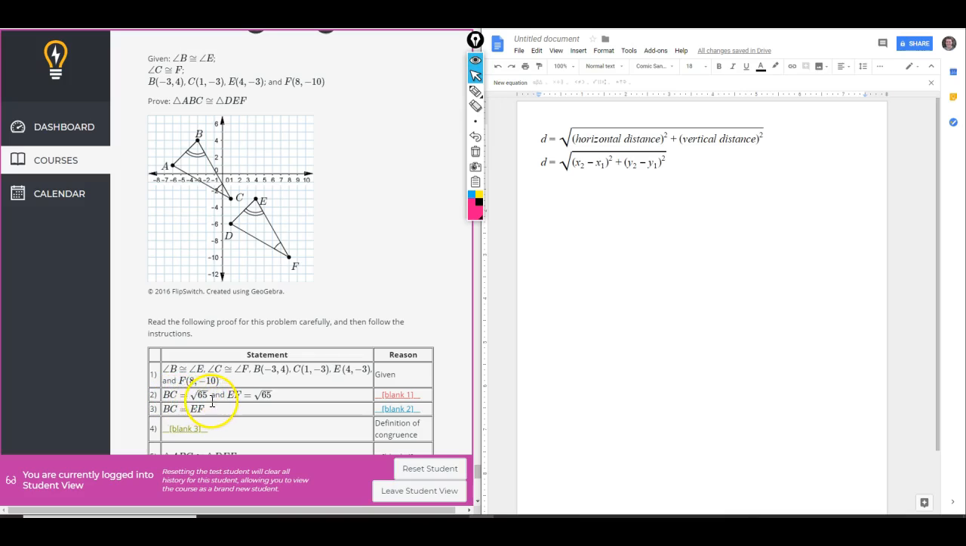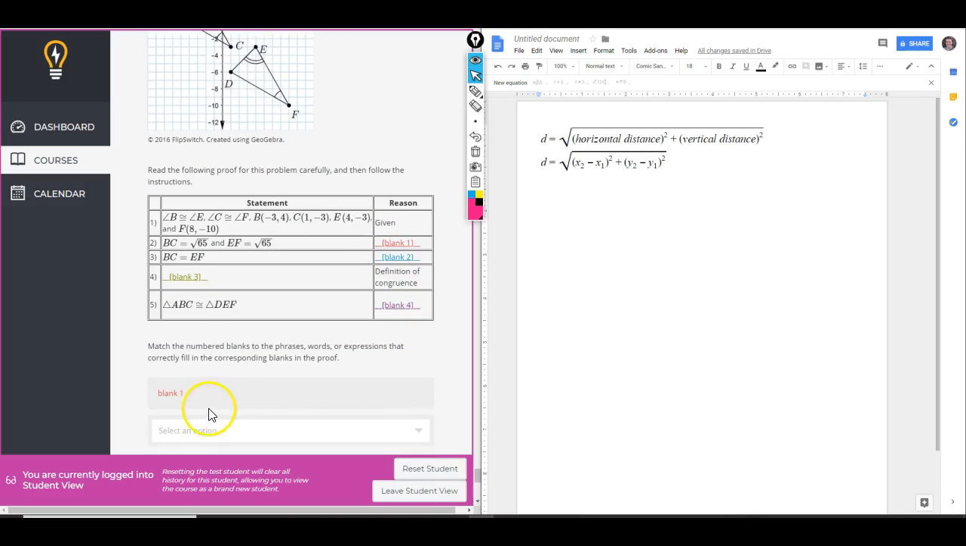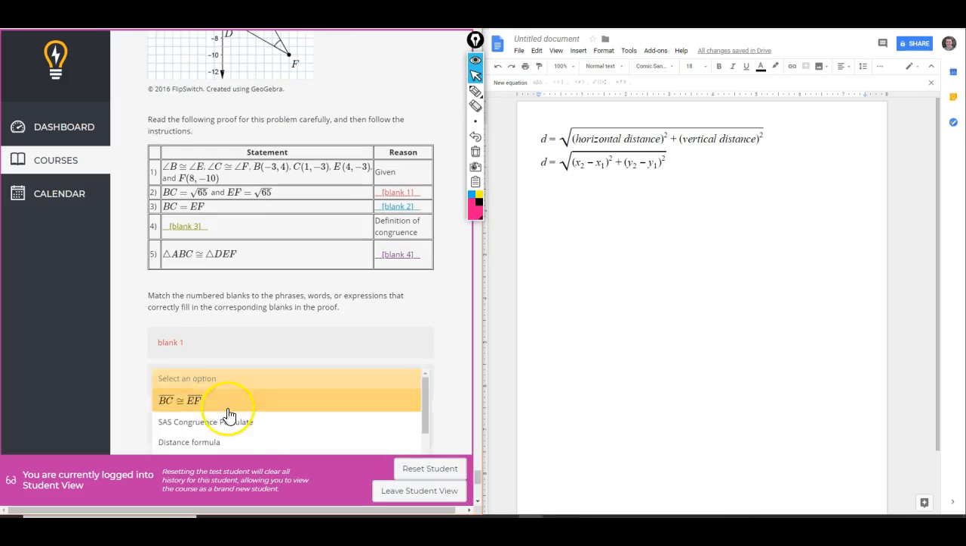BC is equal to the square root of 65 and EF is equal to the square root of 65. How could they know that? Well, they had to use a distance formula. So segment BC is equal to segment EF.